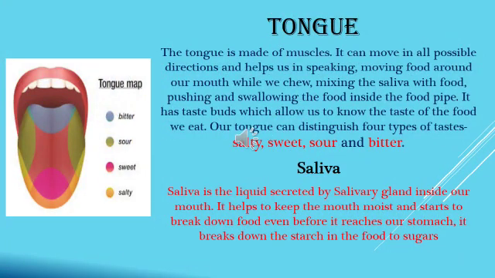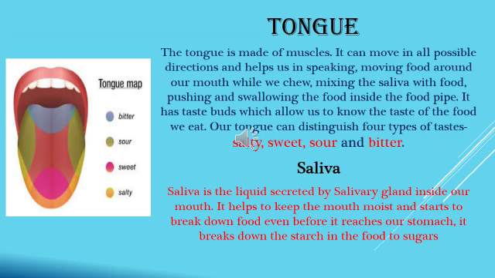Students, next is the tongue. The tongue is made up of muscles. It can move in all possible directions and helps us in speaking, moving food around our mouth while we chew, mixing the saliva with food, pushing and swallowing the food inside the food pipe. It has taste buds which allow us to know the taste of the food we eat. Our tongue can distinguish 4 types of tastes: salty, sweet, sour and bitter.